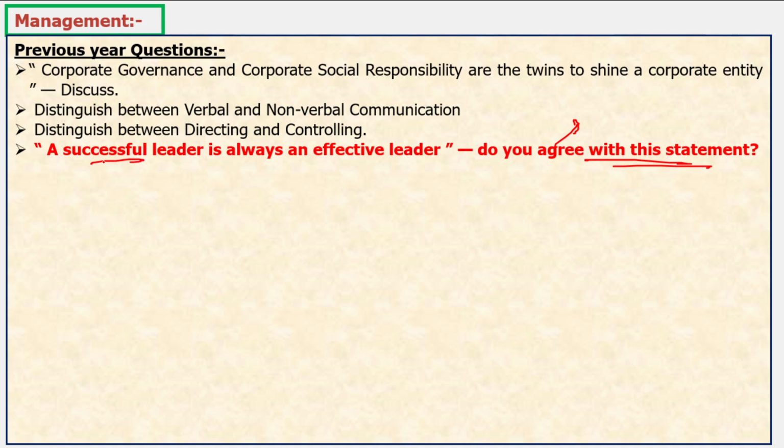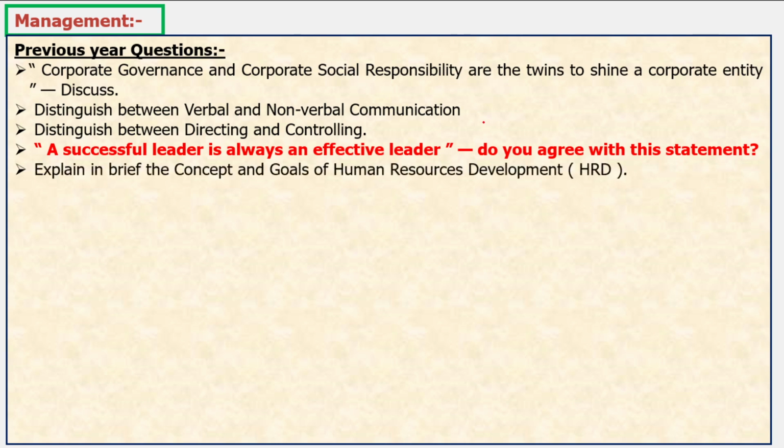So, first of all, you need to know about successful and effective leaders. You need to relate them, and on the basis of the relation that you draw, you have to agree or disagree with this statement, right? So, the nature of this question is similar to the first one, isn't it? The nature of this question is similar to the first one.